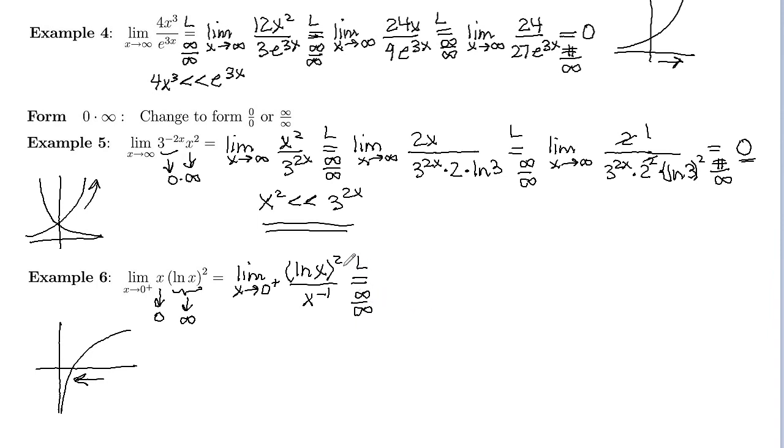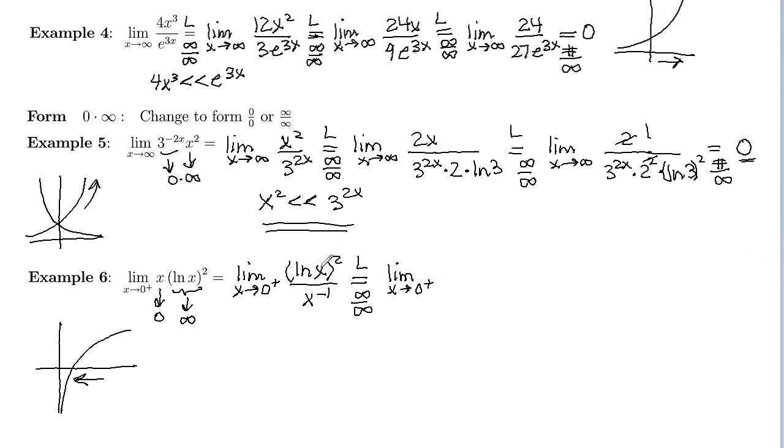Now, with the log function, this is an outside exponent. That will not factor down in front. It's only inside exponents. So we can't use properties of logs there. So now we start taking our derivative of the top and bottom separately. So this would be limit x goes to 0 plus.